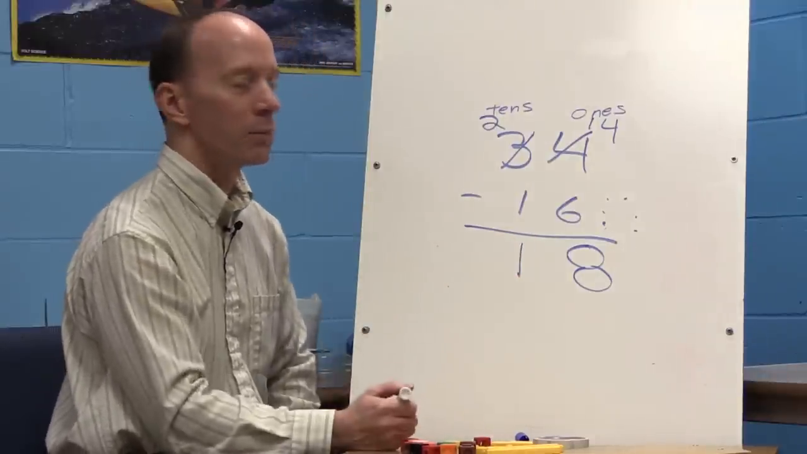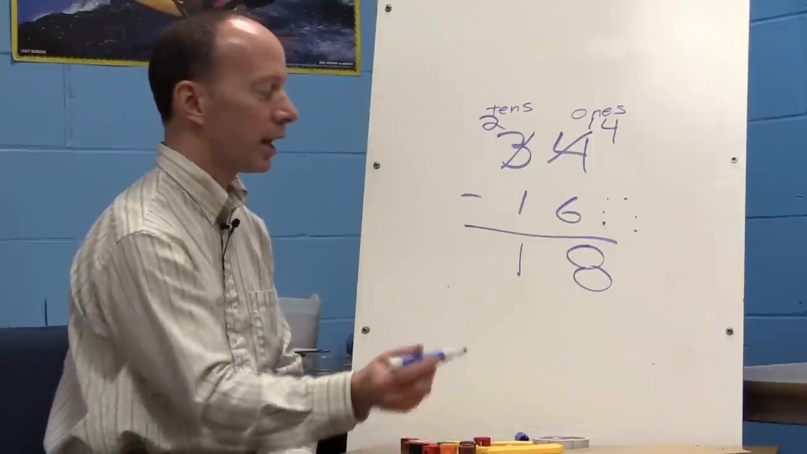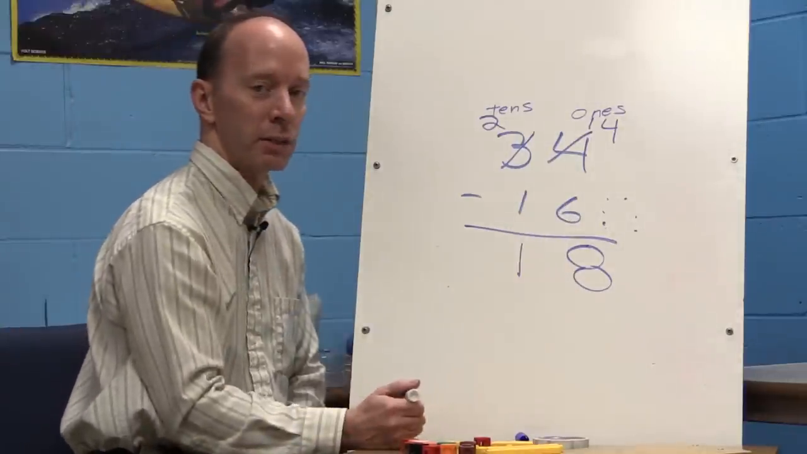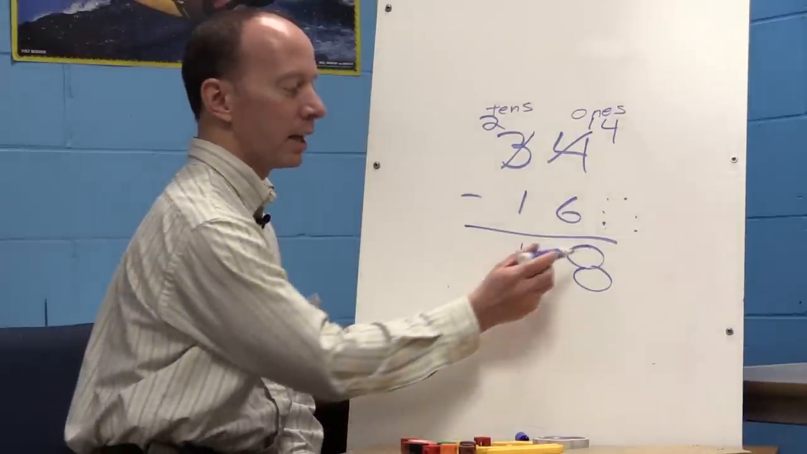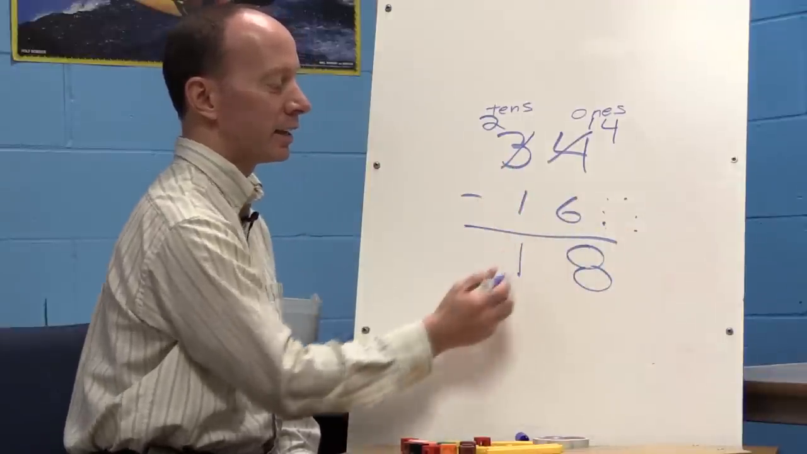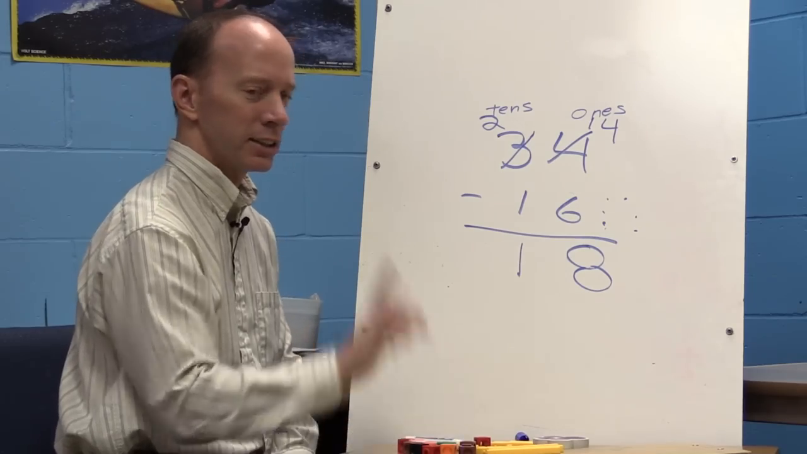So 34 minus 16 is 18. And you can check that by taking 8 plus 6. What is 8 plus 6? Let's try it out. 8, 9, 10, 11, 12, 13, 14, carry the 1, and that would be 34. 34 minus 16. Let's do another one of these.